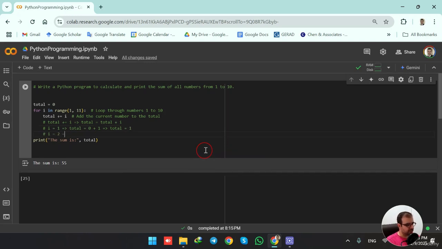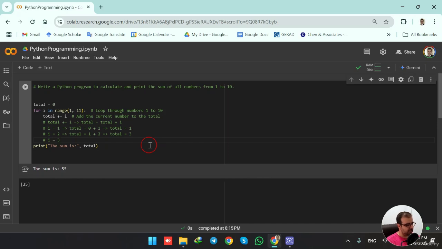Then i equals 2, total equals 1 plus 2. Why? This comes from the formula total plus i. This 1 is the value of total which we calculated in the previous iteration, and this 2 comes from i, since i equals 2 in this iteration. Therefore, now total equals 3.